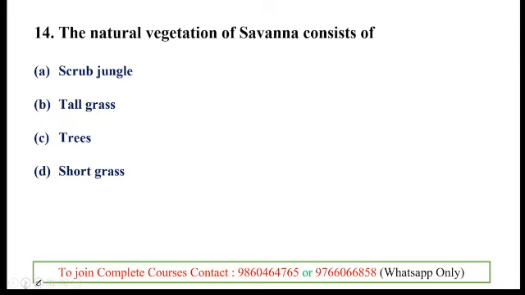Then the next question, about the natural vegetation of the savanna: it consists of which of the following parts? Jungle, tall grass, trees, or short grass. Natural vegetation means the plants and other important ecological content of a place. Here the savanna consists of tall grass. Clear? So in the savanna you can see tall grass. You can simply note S for savanna, T for tall grass.